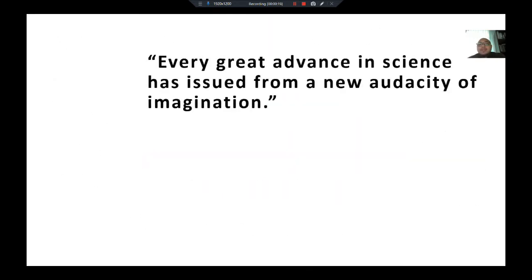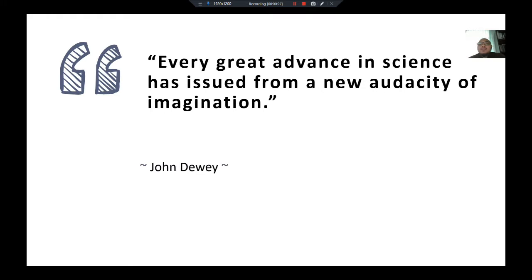Alright, so every great advance in science has issued from a new audacity of imagination. So we need to imagine. Let's say we have the current issues. We need to think, we need to imagine the solution to solve the issue, so that we can advance the solution to counter the current problem, right? So that's by John Dewey. I'm not really sure who he is, so maybe you can try to Google it.